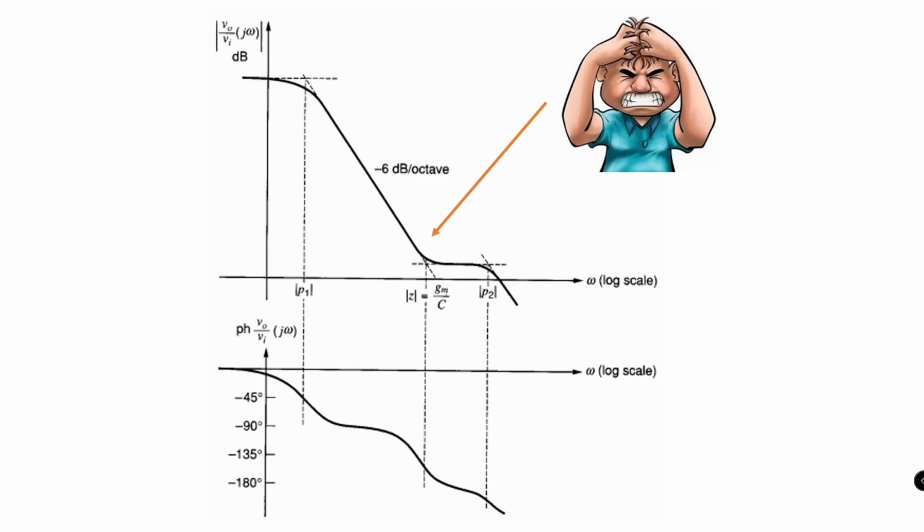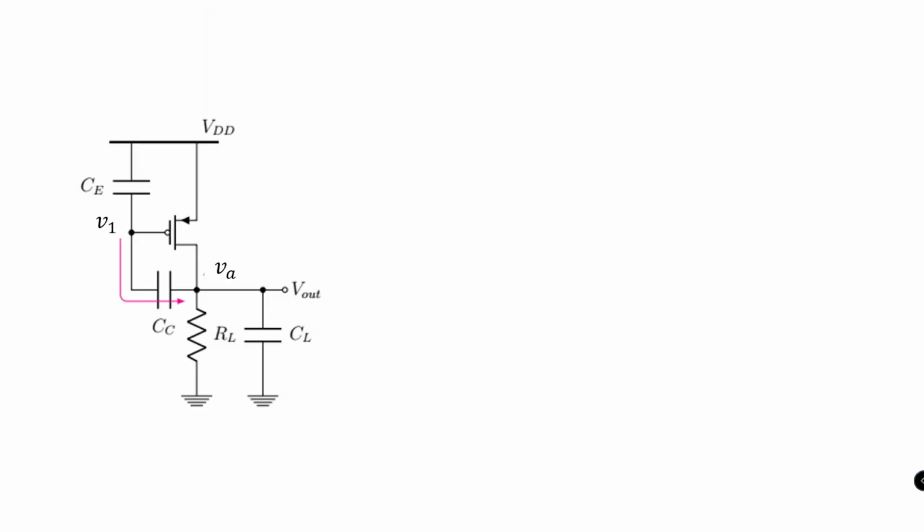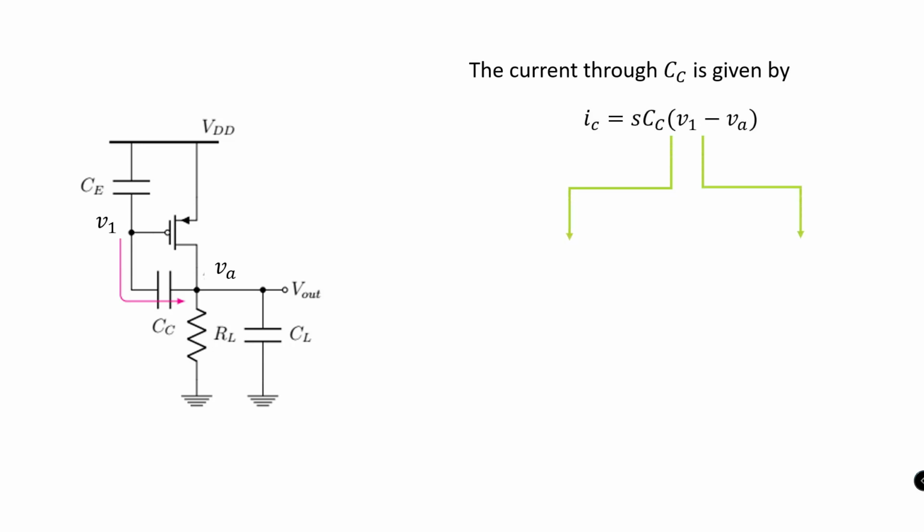To avoid the 0 from coming in between the dominant and non-dominant poles, one has to understand the origin of this 0. To identify the origin of this 0, let's look at the current that flows through the Miller capacitance Cc, which can be expressed as something like this. This expression can be split into two components. First, the feed-forward current due to node potential V1. Second, the feedback current, which is IFB, due to node potential VA.